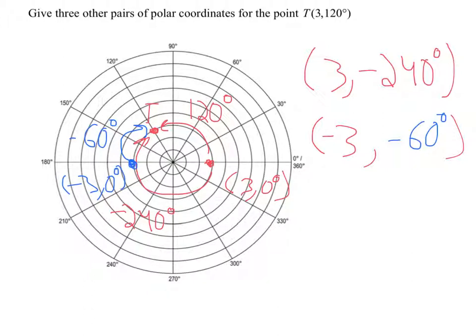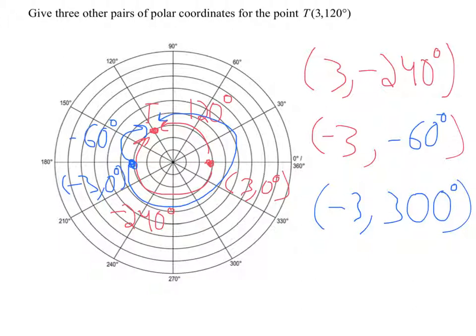And so negative 3 comma negative 60 degrees is another way we can write the coordinates for point T. And we could also go counterclockwise from negative 3 comma 0 at an angle that's going to be coterminal to negative 60 degrees, and that would be 300 degrees. And that gives us 3 different ways we could write the polar coordinates for that one point T, 3 comma 120 degrees.